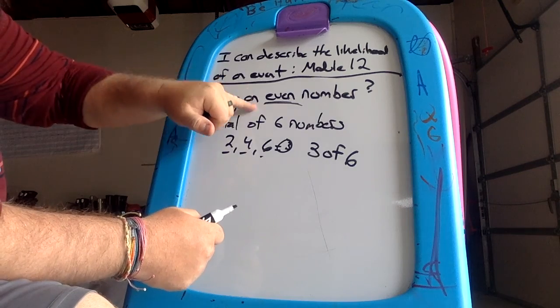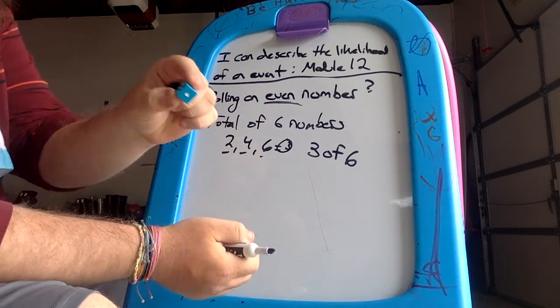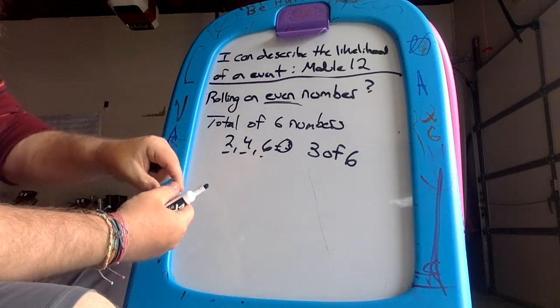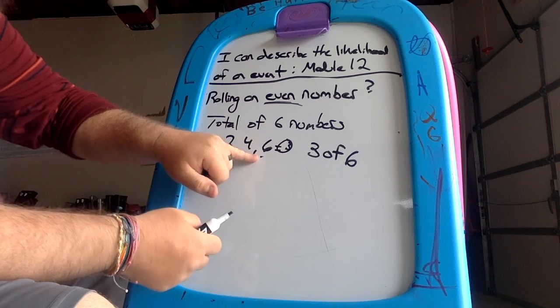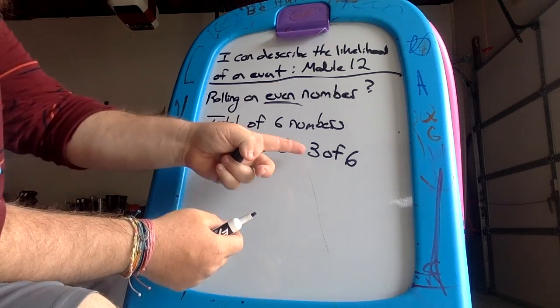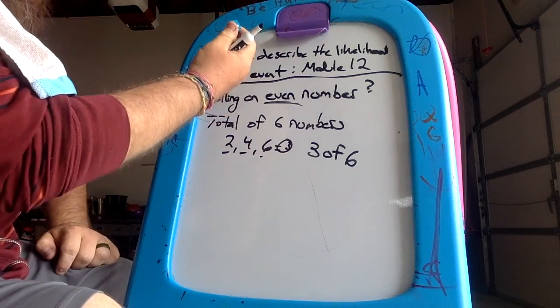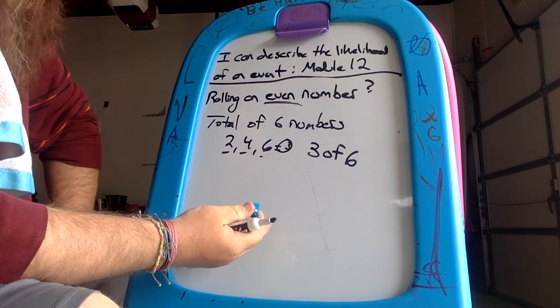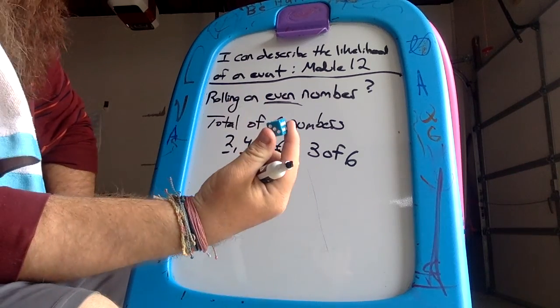So, rolling an even number. I wrote out that there's a total of 6 numbers we're working with, and out of those 6, there are only 3 that are even. So if I roll this, I know that I have a 3 of 6 chance of getting an even number. There are many different ways you can answer the question based on the topic you're focusing on.